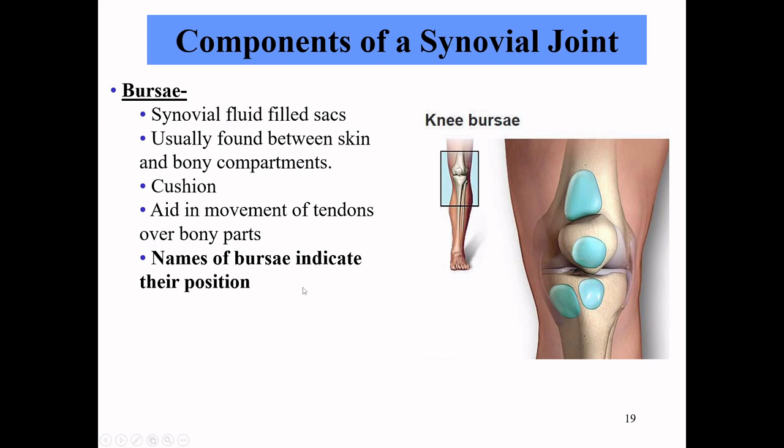Now, the good thing about bursa is their name pretty much tells you where they're at. And we'll get into that here. We've got bursa in the shoulder and the knee coming up. More on that when we get there. Let's just remember that the name of the bursa indicates their position. Little synovial fluid-filled sacs.